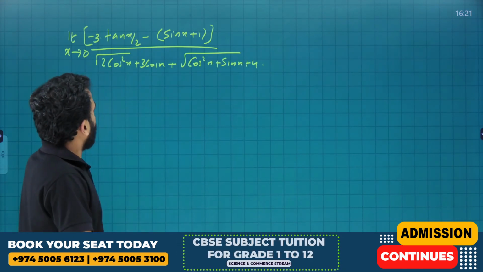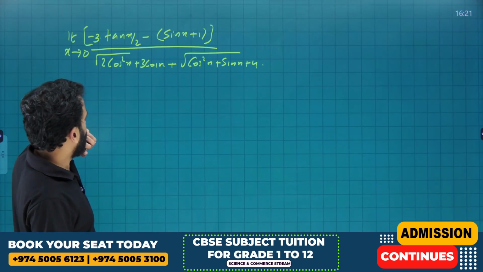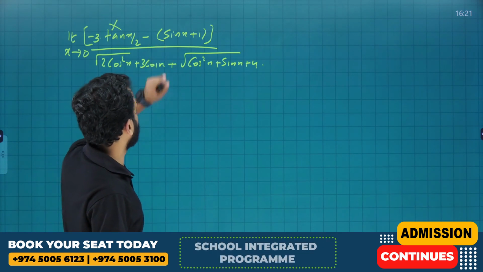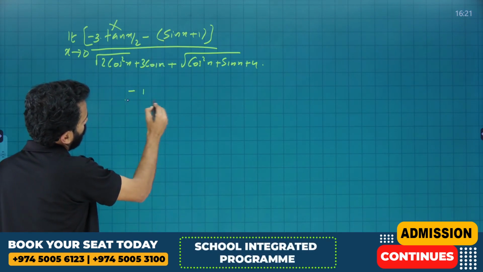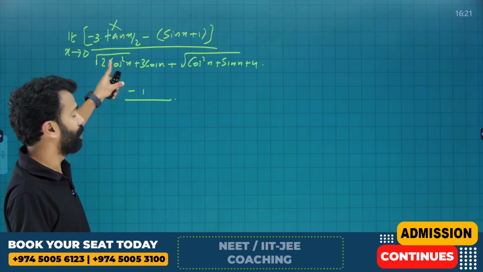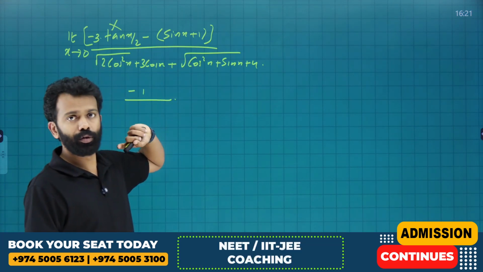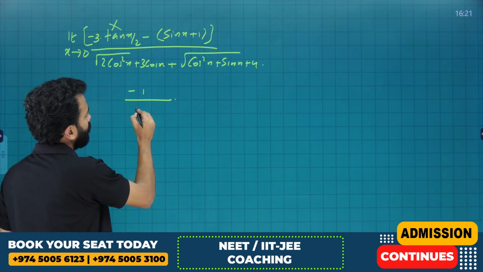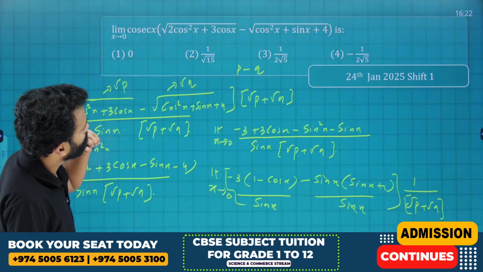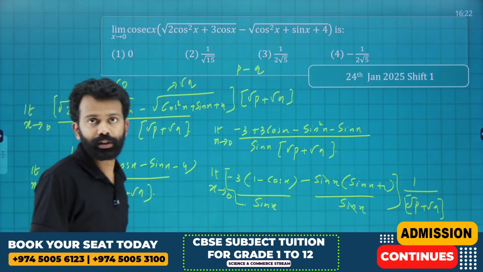And if you substitute 0 directly, this will be 0 and this will be what? Minus 1. That is minus 1 divided by, you know the value of this one, right? If you substitute 0, we have already formulated that. The value will be root 5. Here also the value will be root 5. Therefore the net value will be minus 1 by 2 root 5. So which was the correct option? Yeah, fourth one. Fourth one is the correct answer.